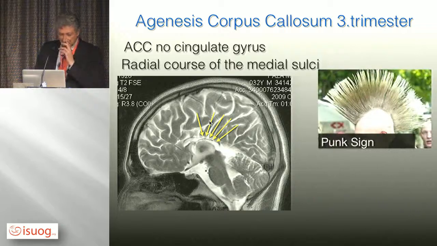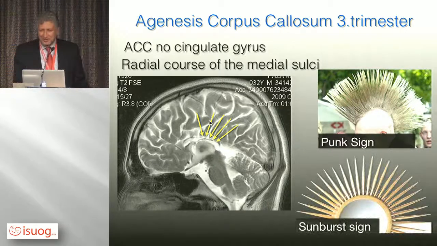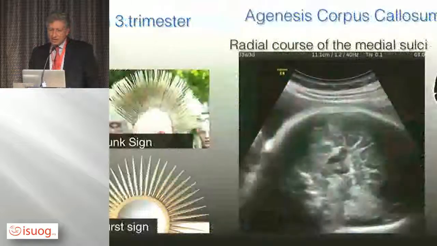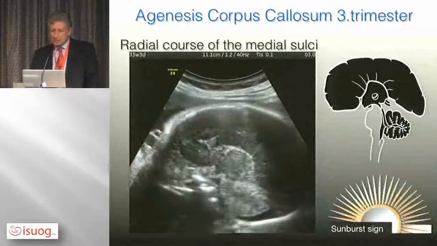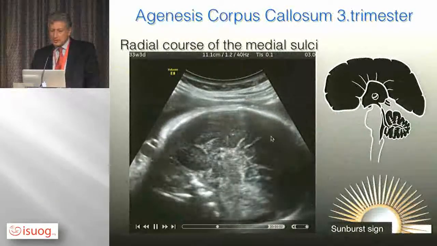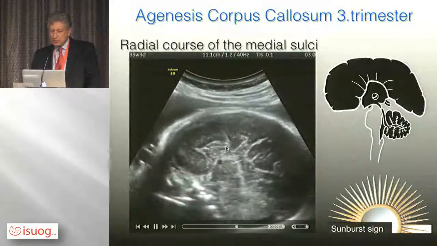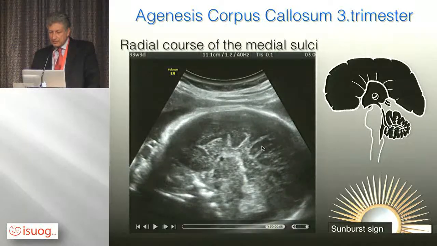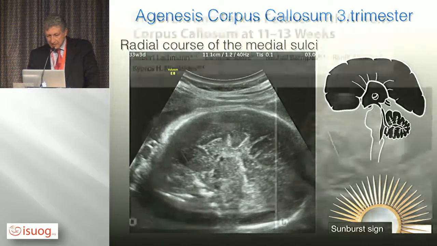This image is so typical, and it also has a sign. In some groups it is called the punk sign, for the younger generation. For the classical generation, it's called the sun ray or the sunburst sign, because this radial array is so typical. And this is what we can see in later gestation, on transvaginal or transabdominal ultrasound. You see here the gyration of the brain with the lack of the cingulate gyrus, and you see here the dilated third ventricle. This is the sunburst sign.